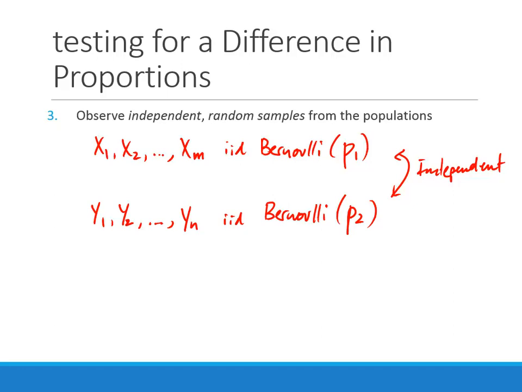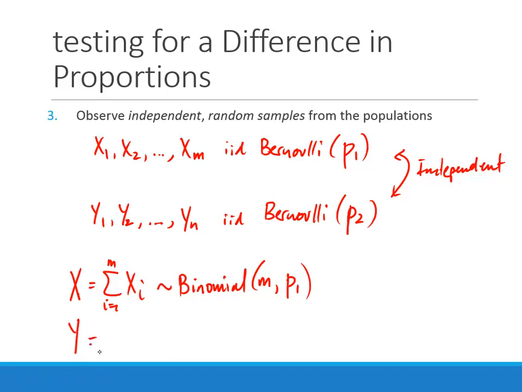Okay, and so then maybe just to make this connection, if I define an x without a subscript to be equal to the sum of all these xi's up to m, that thing is going to have a binomial distribution with m trials and probability of success P1. Similarly, a y without a subscript, the sum of all my y's, is going to be binomial with n trials and probability of success P2.